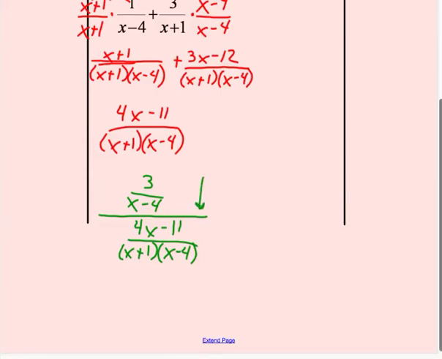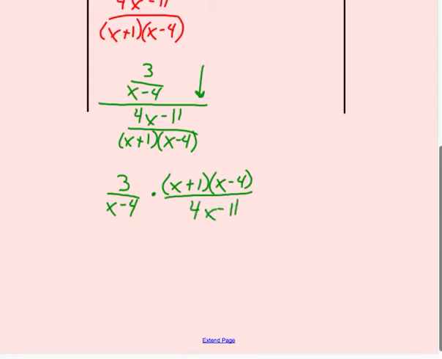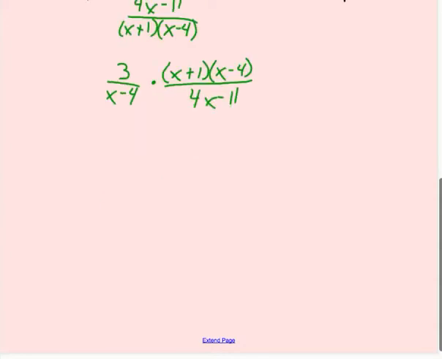Now, we are dividing two fractions. Right here, this bar tells us to divide. The way that we divide fractions is we multiply by the reciprocal. Some of you may know copy, flip, or keep, change, flip, I think is one that I hear quite a bit. So I'm keeping the numerator, changing from division to multiplication, and flipping my denominator. And then we're going to take a look. Our x minus 4s cancel. So it simplifies to 3x plus 3 over 4x minus 11.